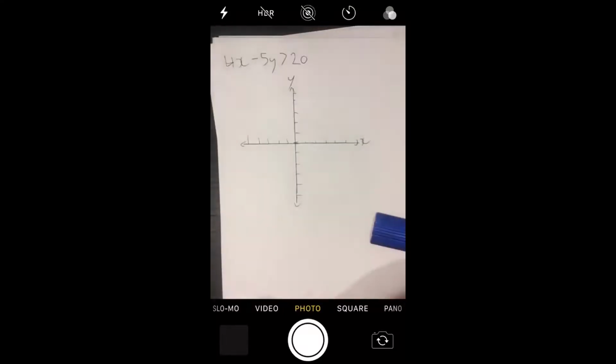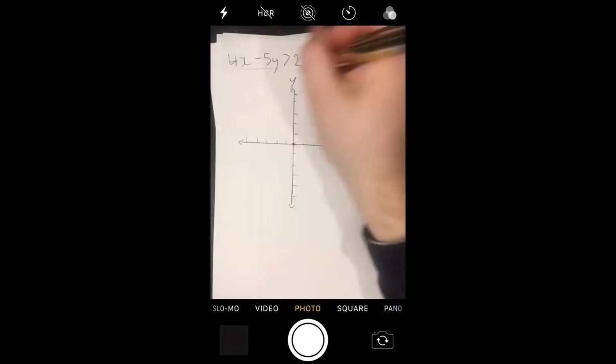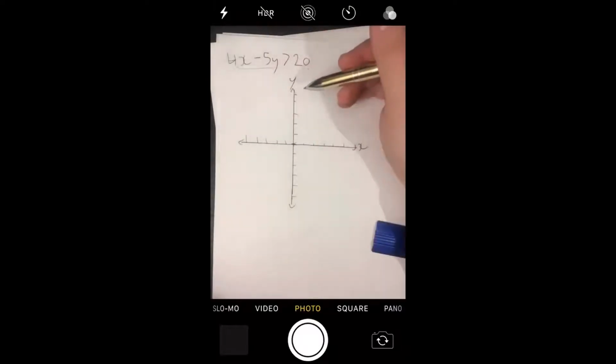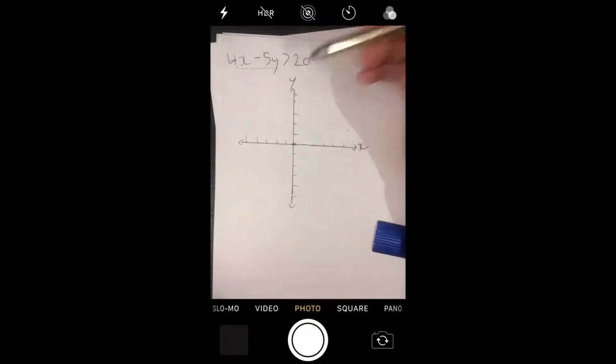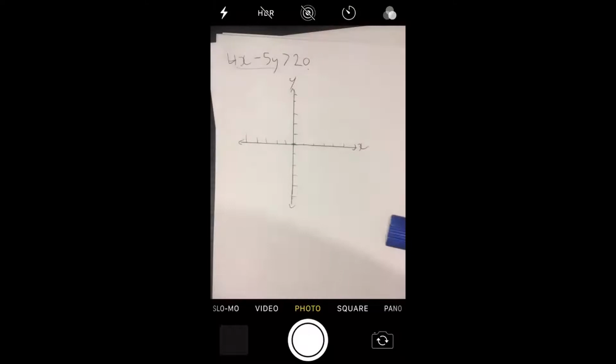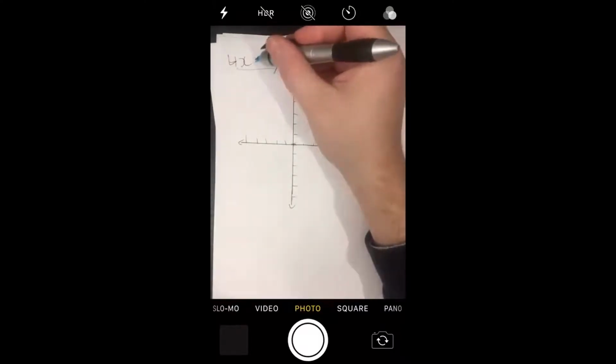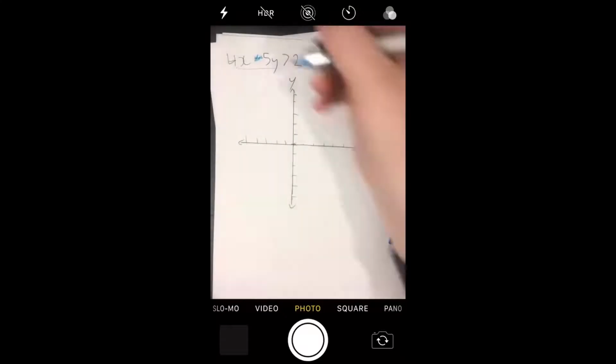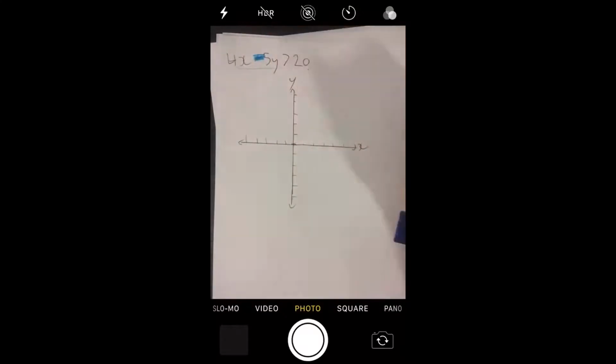Okay, so what we need to do first is we need to say, well, what is this? What does this mean? Well, 4x take 5y must be greater than 20. Okay, so we can still rearrange this to make a little bit of sense. Now, I'm going to be very, very careful with the negative here. So negatives do a weird thing when it comes to equations. So you're going to be careful.